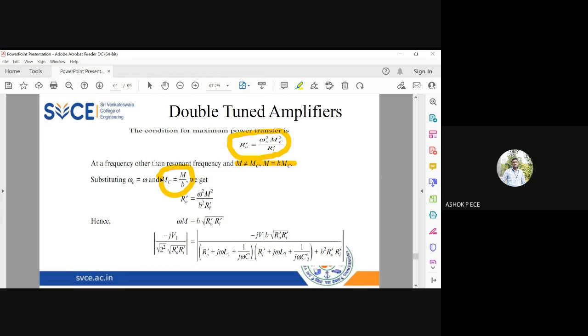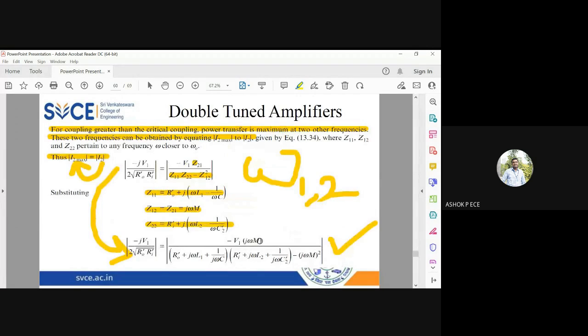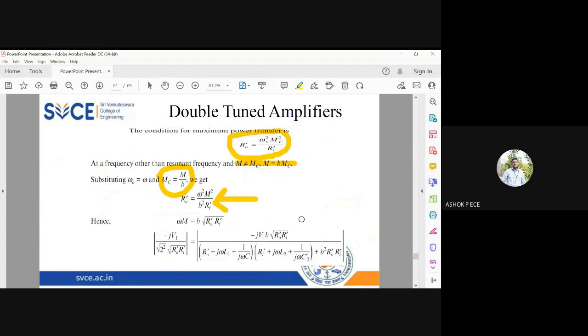Okay, so substitute omega MC equal to capital M by B. So you get R0 dash equal to omega square M square by B square into RA dash, or omega M is equal to B into root of RA dash into R0 dash. So here, substitute that here. So minus j V1 by root of 2 into R0 dash into RA dash equal to, wherever I have M, I'm going to substitute everywhere here. So here you have M, here you have M. So wherever I have M, I'm going to substitute that expression. Okay, and I'm going to simplify.